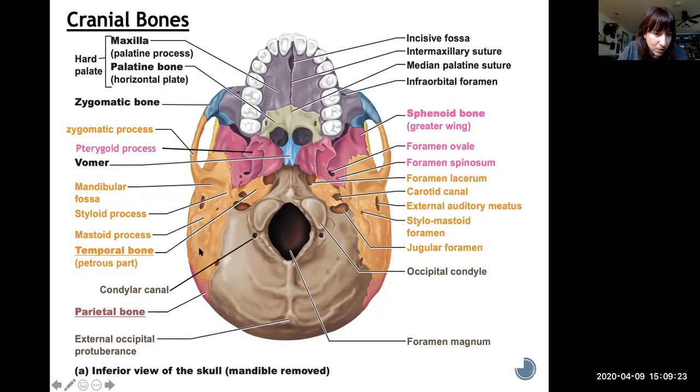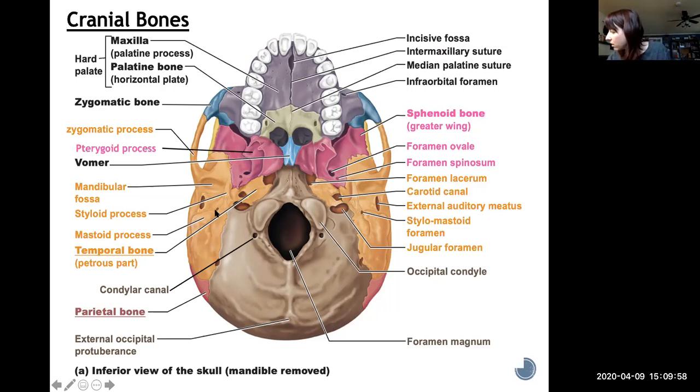But then from this view, we can see the petrous part of the temporal bone. So that is basically the bottom surface. The bottom surface of the temporal bone is the petrous part. And then we can also see the carotid canal, which of course is going to allow through your carotid artery to your brain, right? So this is where your carotid goes in. And the stylomastoid foramen is this little guy right here.